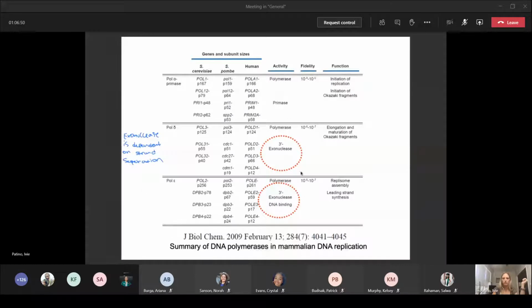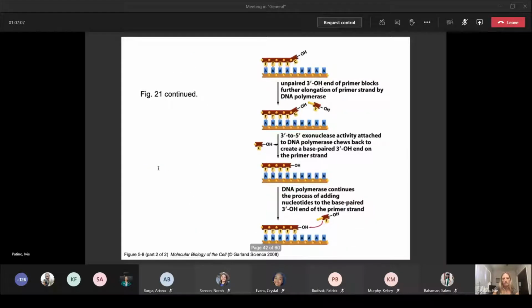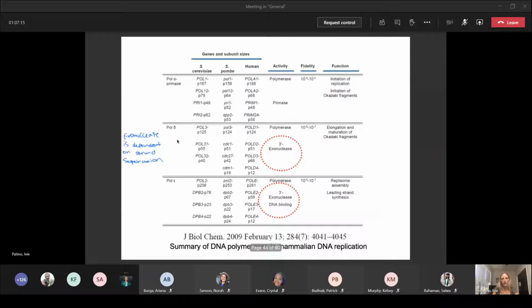So then here we have that chart again, and now he has it circled after he went through it, the exonuclease activity, 3' exonuclease. So just keep in mind though that the exonuclease activity is dependent on strand separation. So if we don't have this single strand of DNA that's exposed, it's not going to do it. It's not going to work. So it's dependent on that strand separation.